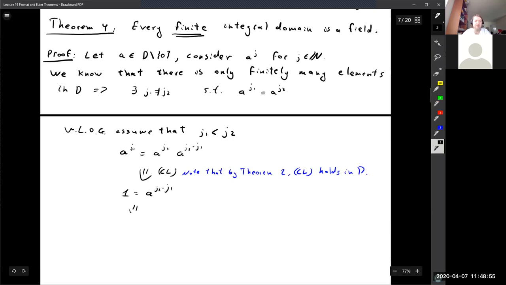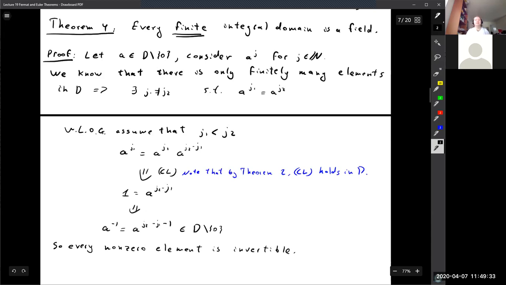From here you can immediately construct the inverse, A inverse, precisely as you would do the inverse in a finite cyclic group, right? You would take A to the J2 minus J1 minus 1, and that belongs to D minus 0. So every non-zero element is invertible.